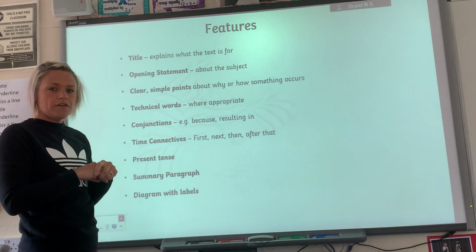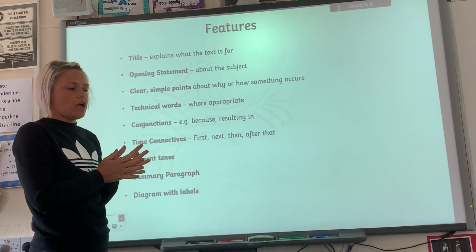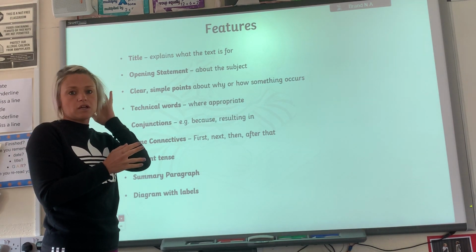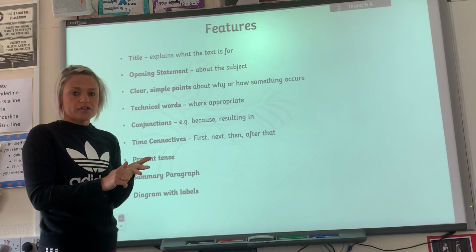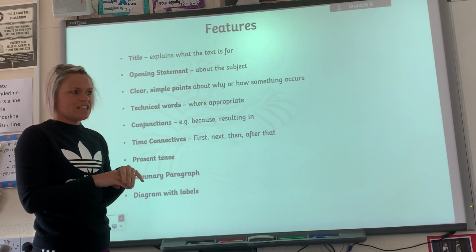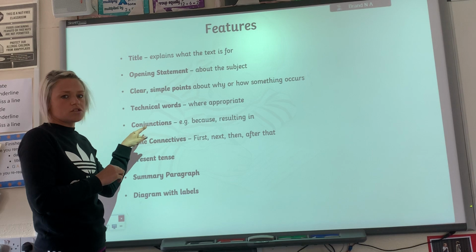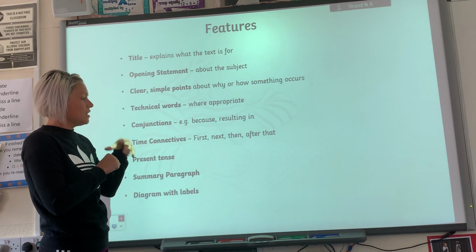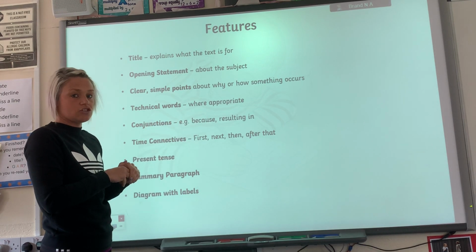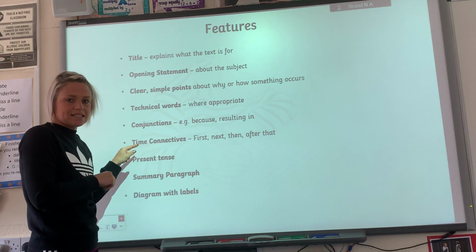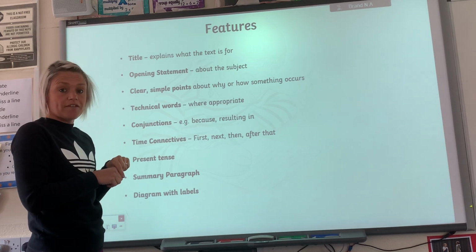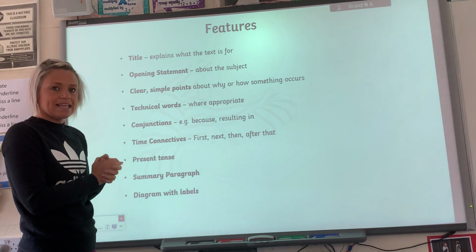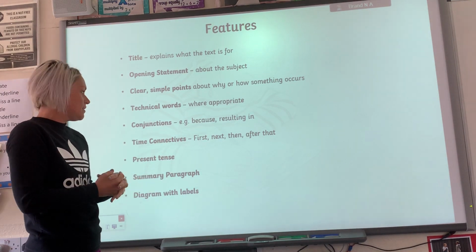Technical words. So if you've got any words that are quite appropriate to the topic, so for example, if you were talking about the water cycle, you would need to include words like evaporation, condensation. They're what we call the technical words. Conjunctions, so we've all heard of this word before. They're words that connect your sentences together. So because, resulting in, just a couple of examples. Time connectives, you will all have heard of that before as well. So first, next, after that, finally, then, things like that, just to keep them in their order.